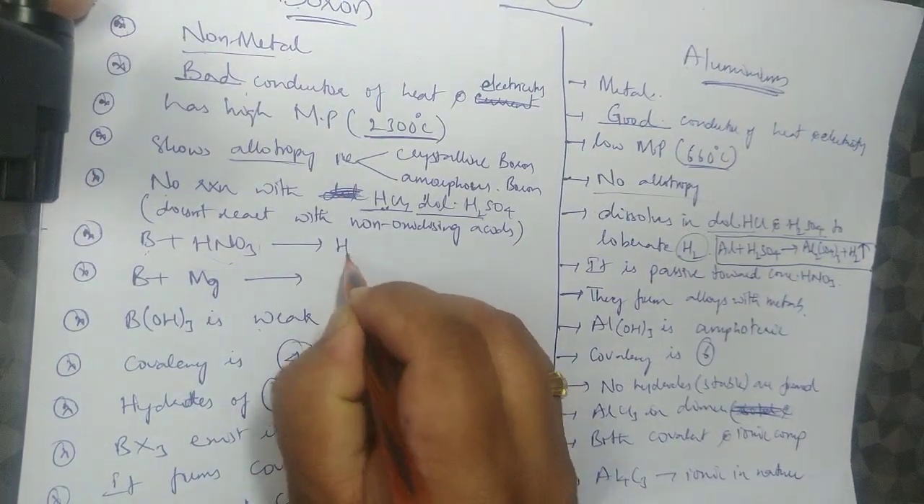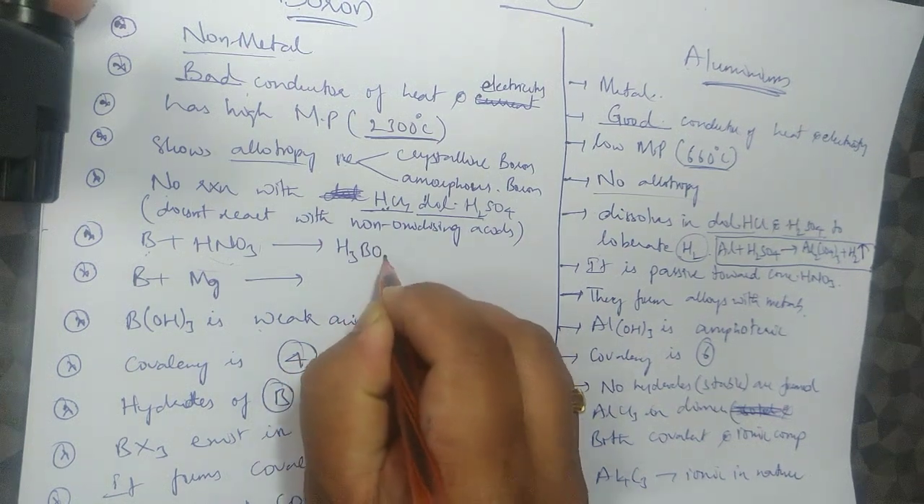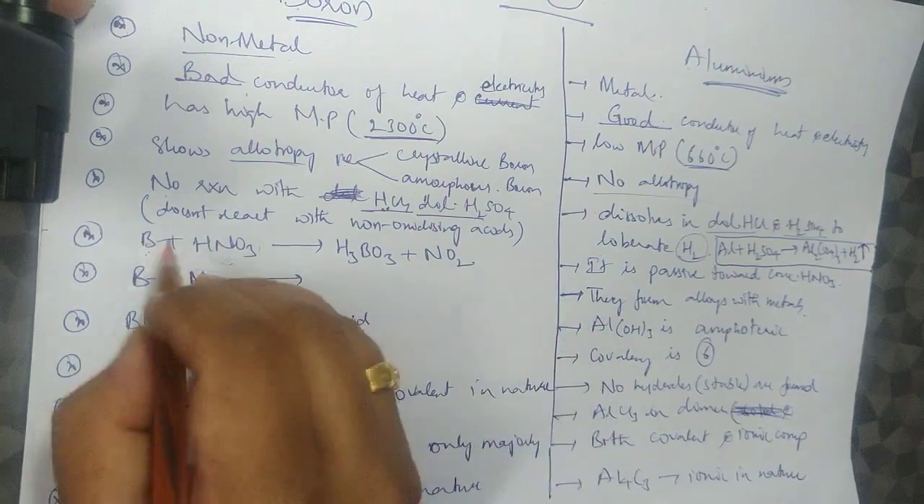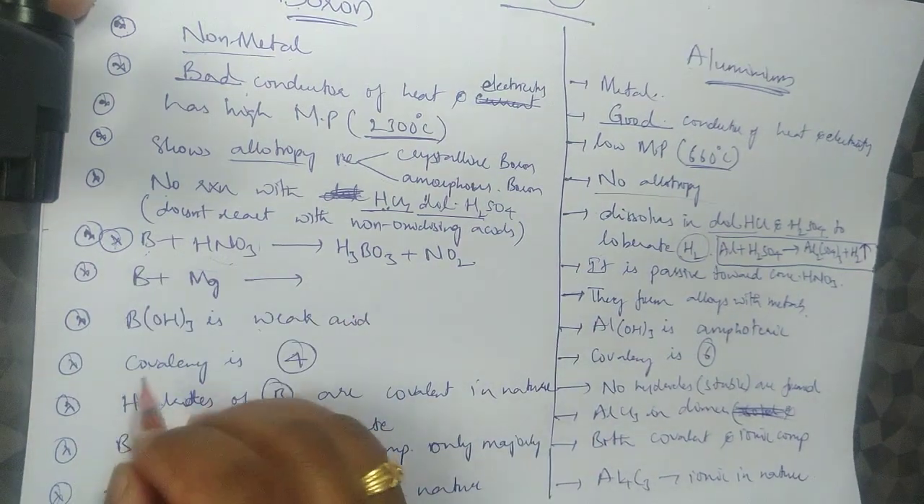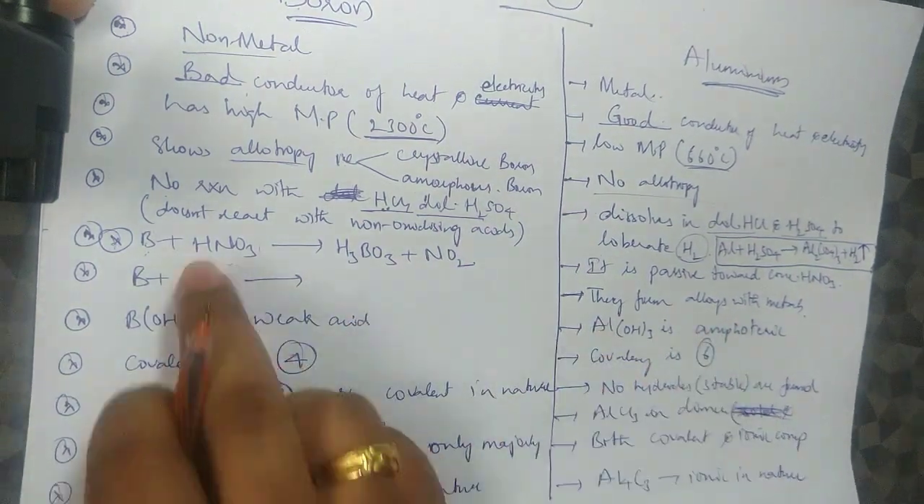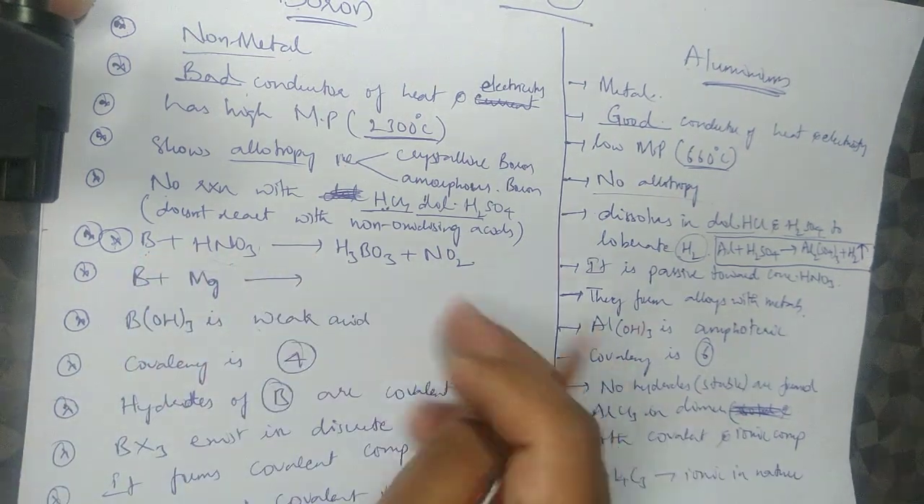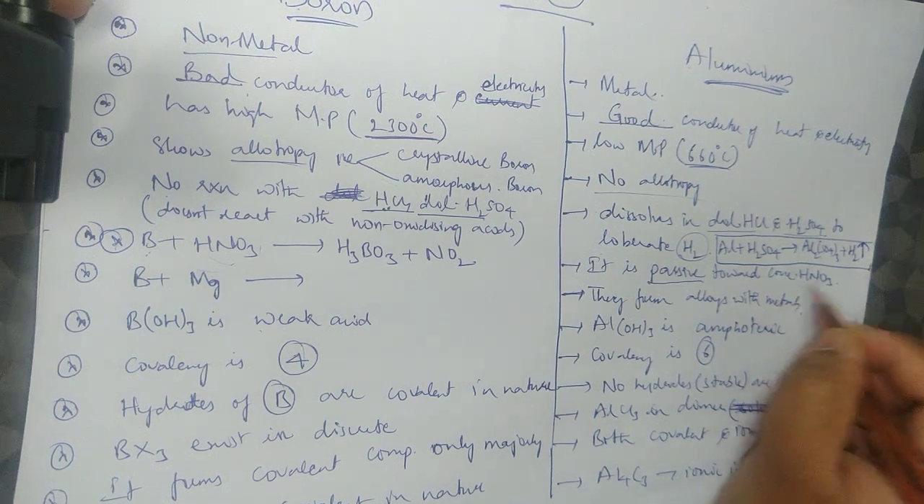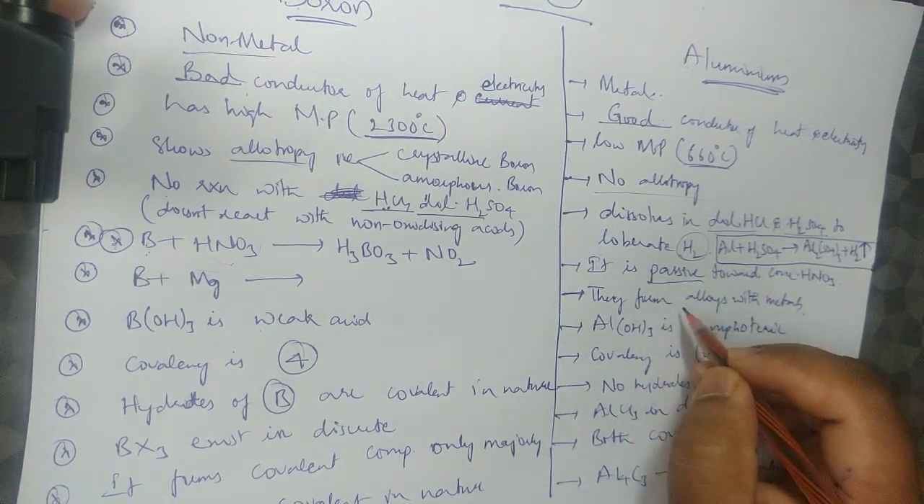It forms H3BO3 plus NO2, one of the very important reactions I have told you earlier. And on the other hand, with nitric acid, this is the reaction, but with aluminium, it becomes passive towards concentrated nitric acid. What do you mean by passive?